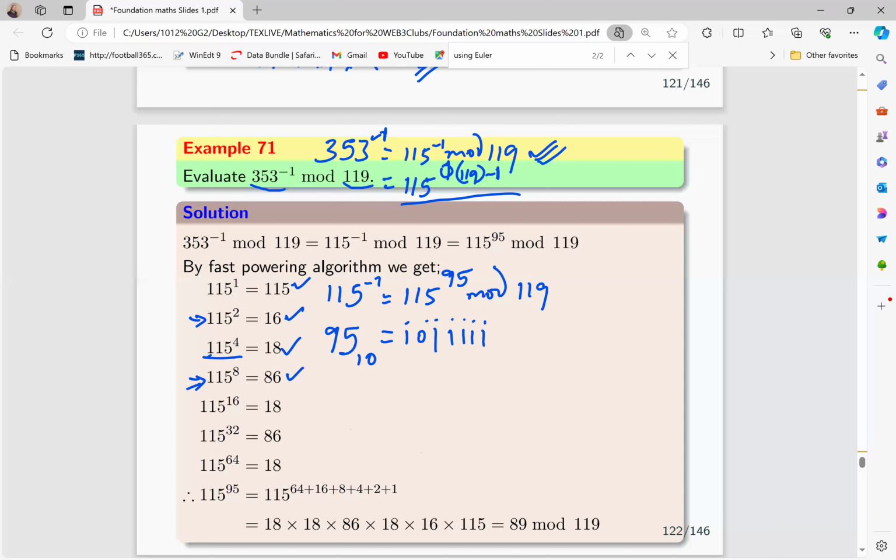Goes there 2 times. The remainder is 18. Get 324 divided by 119. Goes there 2 times.